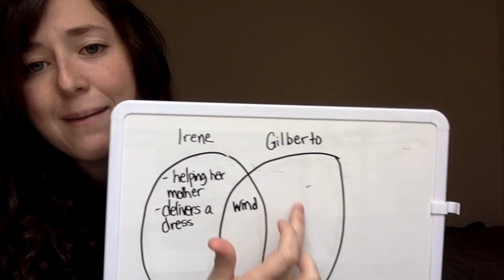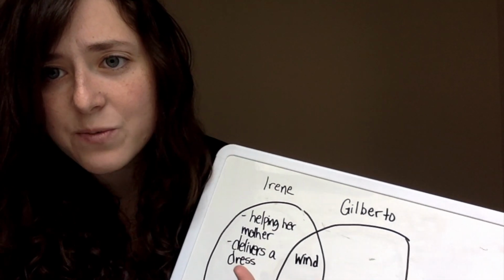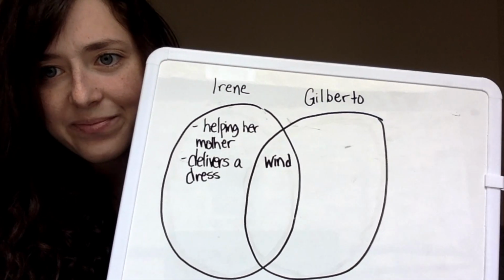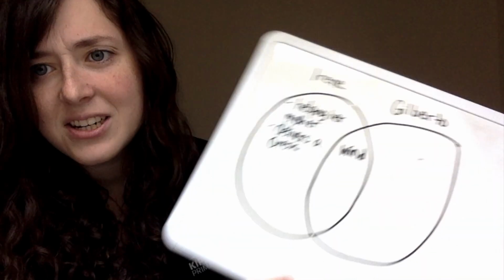Okay, now I'm going to think about what happens in Gilberto and the Wind. We've been reading that all week. So I remember that the Wind calls Gilberto out to play. They play with a balloon, a kite, bubbles, and some other objects. And then eventually they fall asleep together, right? It's a pretty simple, nice story. So in Gilberto's, right, what's different about Gilberto's story than Irene's? What did I just say? Right, he plays outside with the wind.